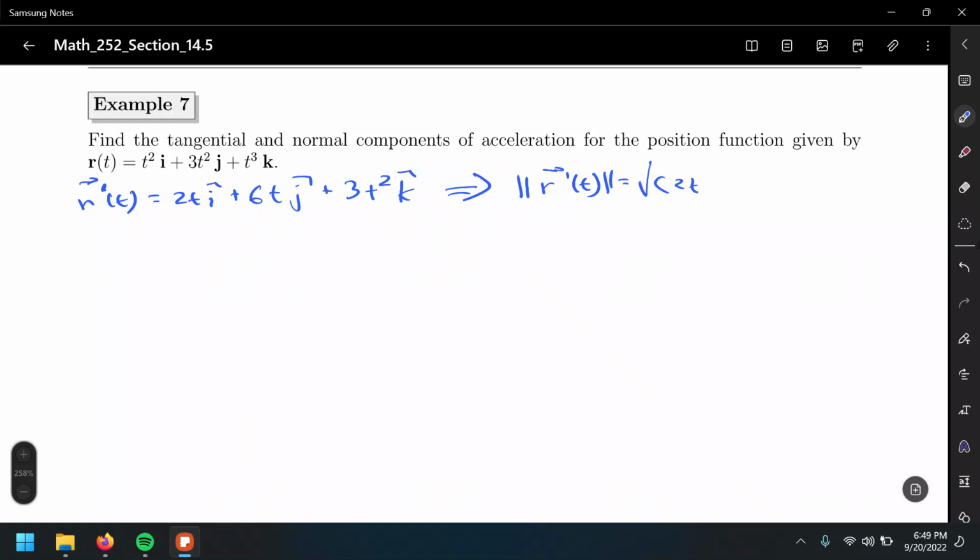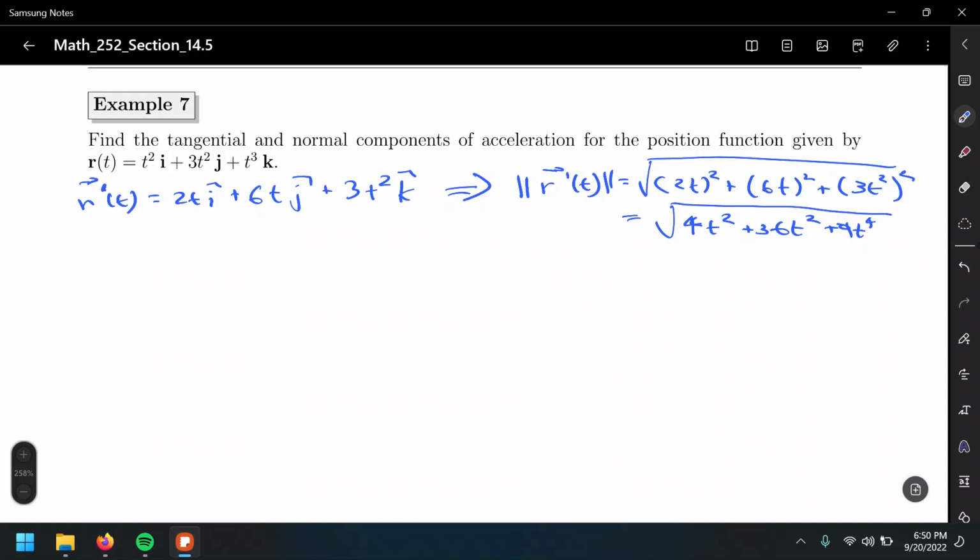That's 2t squared plus 6t squared plus 3t squared quantity squared. And so this will be the square root of, that's 4t squared plus 36t squared plus 9t to the fourth. And that adds up to 36 plus 4, that's 40t squared plus 9t to the fourth power. Okay, and over here we can leave it like this. It's fine. Let's just leave it like this.